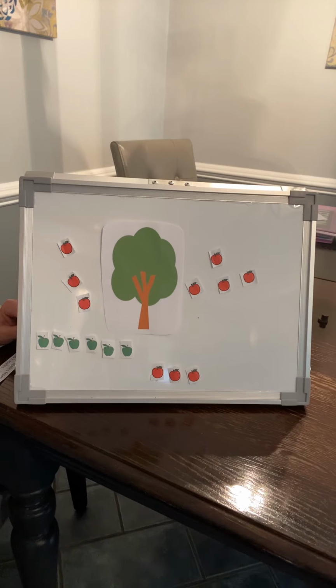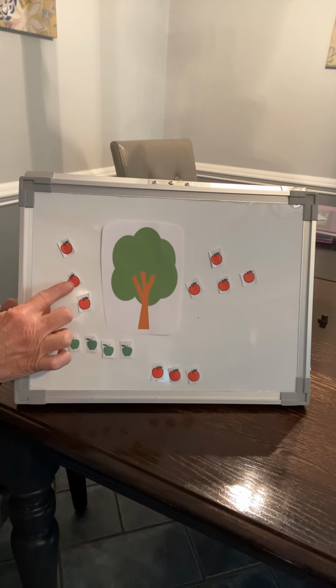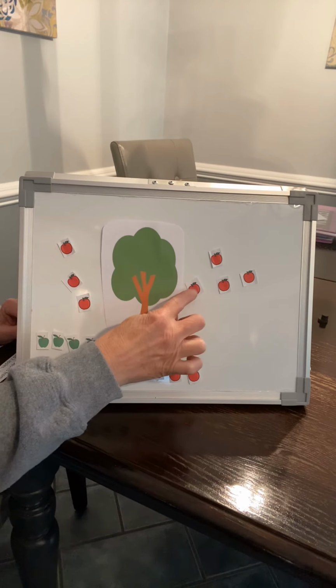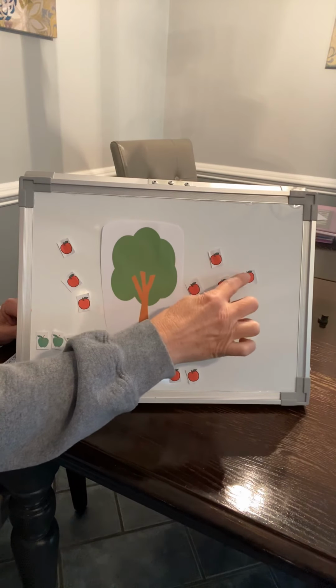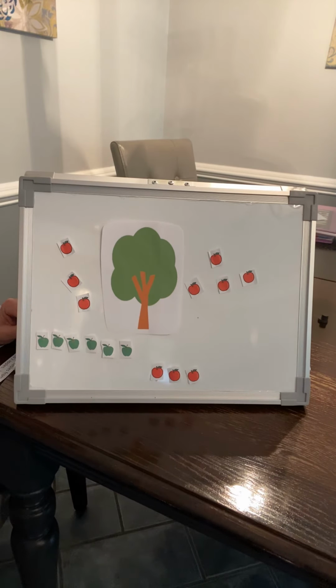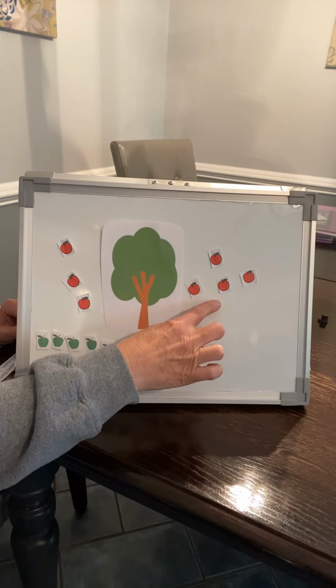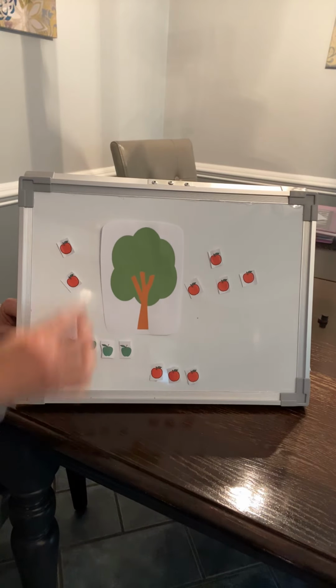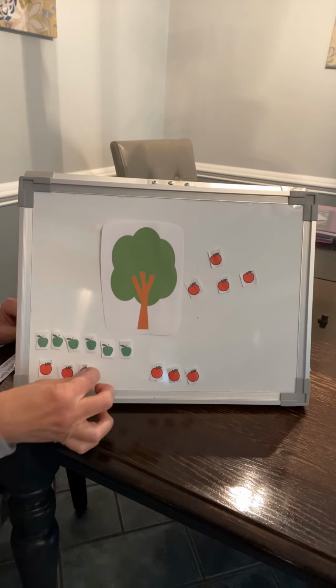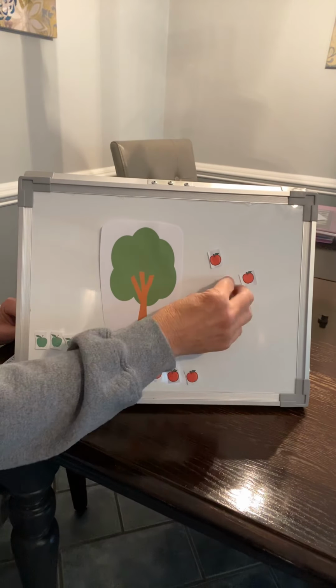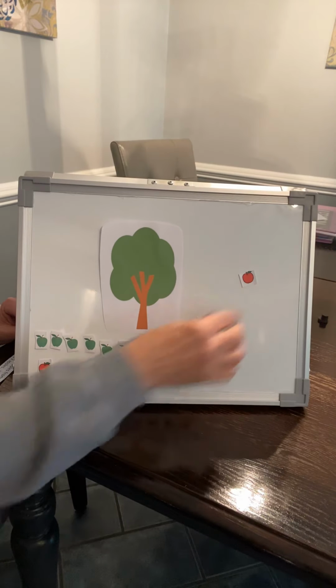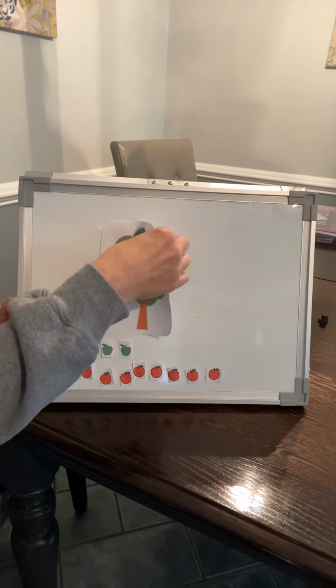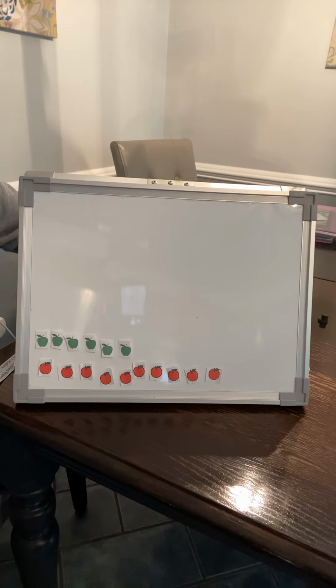So let's count and see how many apples did we pick. 1, 2, 3, 4, 5, 6, 7. We picked 7 apples. 4 apples and 3 apples make 7 apples. Good job. So let's think about another story we can do with our apples today. Let me go ahead and move these down to the bottom for us. And let's get ready for another story. Are you ready?